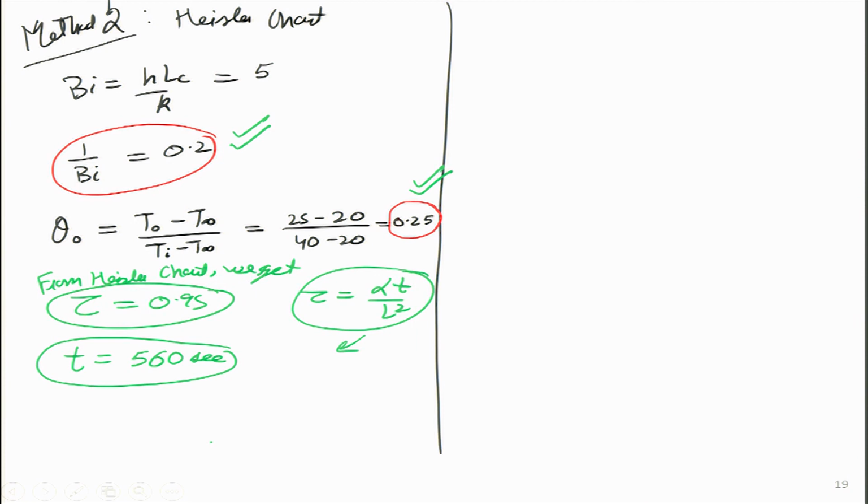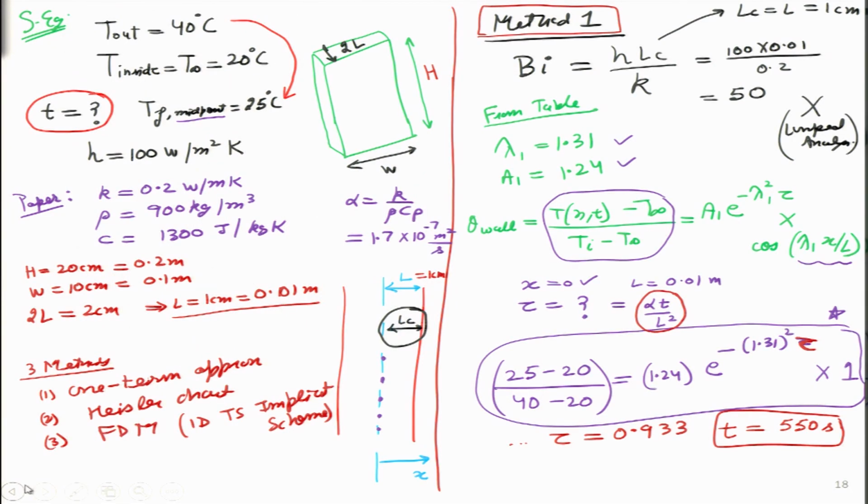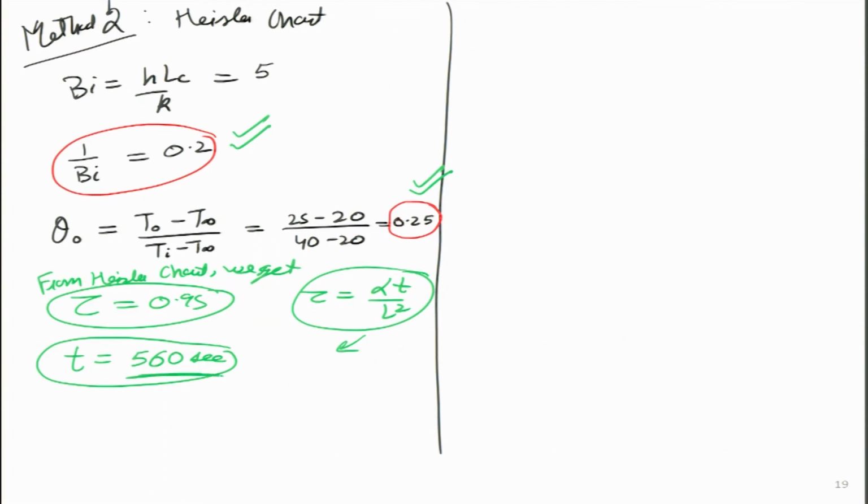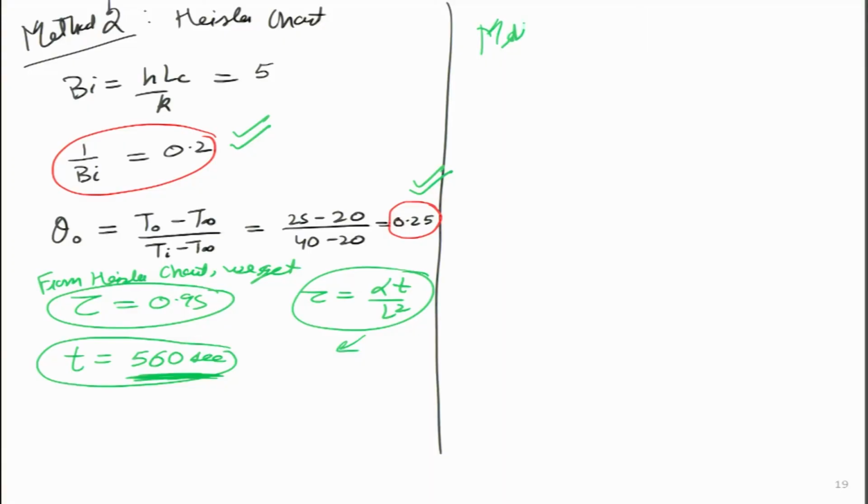Now in physics or in nature, nature gives us this freedom that we can calculate a particular value in different ways, but all should have the same answer if all of them are correct, right? Let us look at the previous case. Here the answer was 550 seconds, and here the answer is 560. Very good accuracy, very close, because the Heisler chart has a little bit more uncertainty. So the one term approximate solution I will trust a little bit more. Life is becoming very interesting, because different methods are giving us the same answer. So there is a very high probability that we are on the right track.